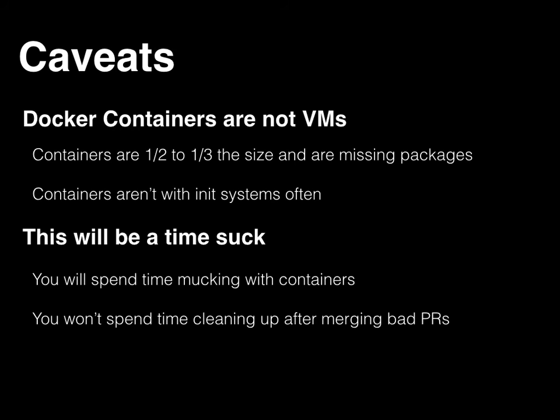So there's some definite caveats here, and I can't stress these enough. Docker containers are totally not VMs. Containers are about half to a third of the size, depending on what the distro is, and they're missing a lot of packages. And because they're missing a lot of packages, they'll behave very differently. So you'll see in some of those installs where we're doing apt installs or yum installs, we're trying to get some of those packages back. We're trying to install the things we need to do init, some of the things we need to do systemd. But even with all those packages installed, this container is still a container, right?